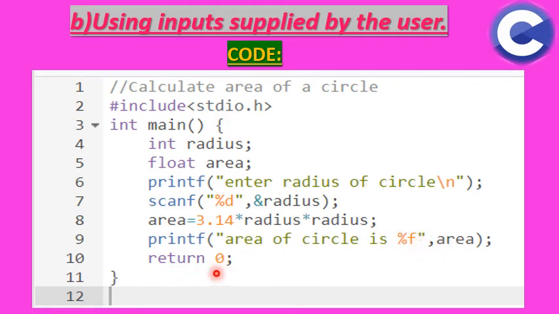Then return 0, since we are not returning anything from the program, or for now you can think of this as part of the syntax. Then your curly brackets are closed. So this was your code.